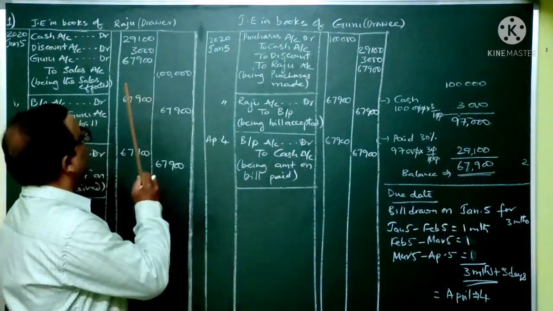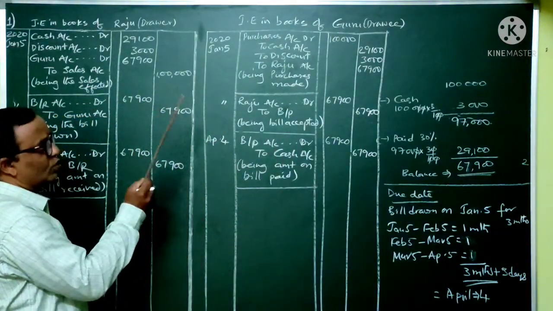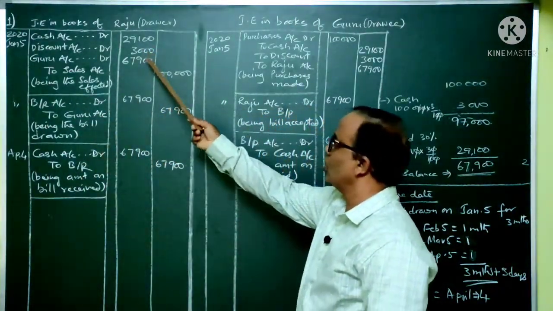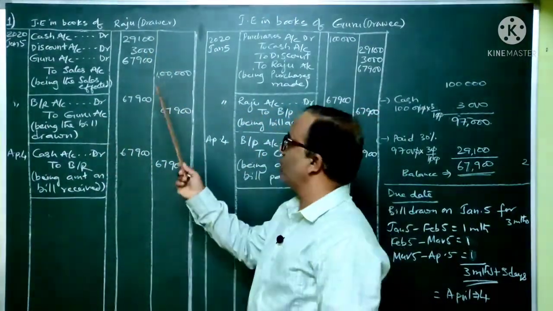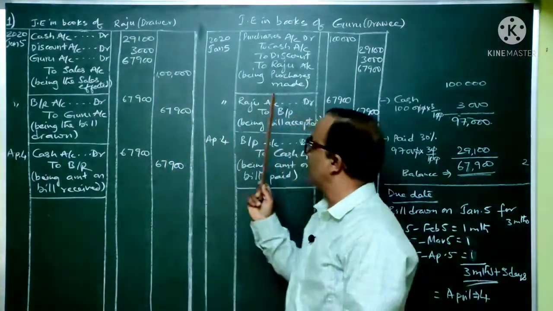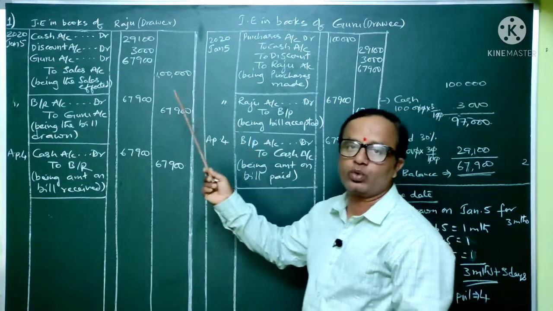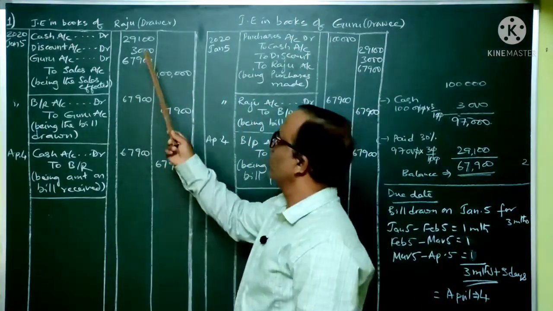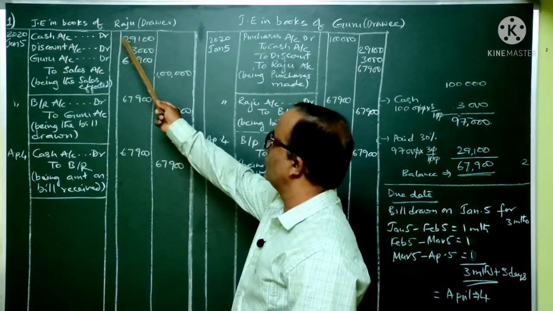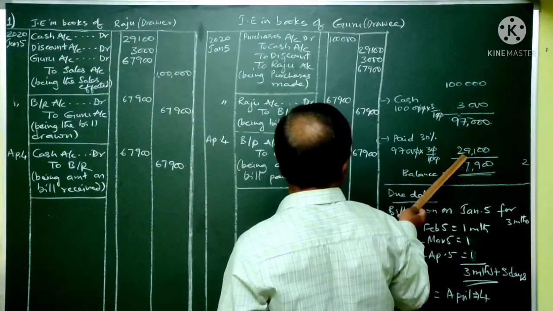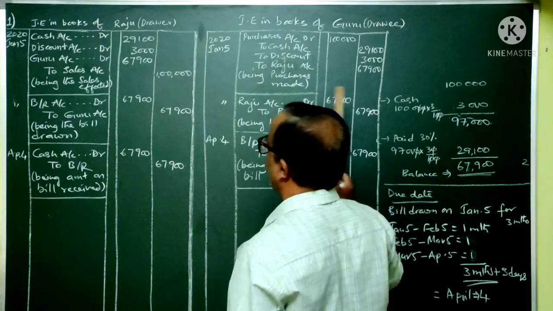Basically, first of all, Raju has sold goods to Guru. So we should see a simple entry here. What entry should we write in the books of Raju? When you are writing entries in the books of Raju, think that you are Raju. When you are writing entries in the books of Guru, think that you are Guru. Then it will be easy for you to write the entry. So you as Raju have sold goods to Guru. When you sold, immediately you received 29,100 rupees cash.